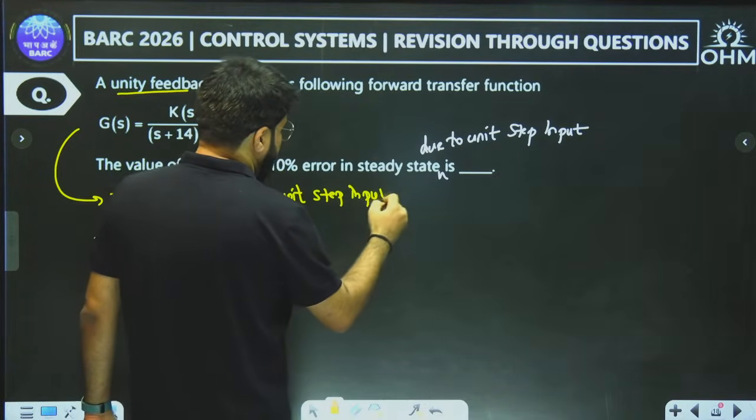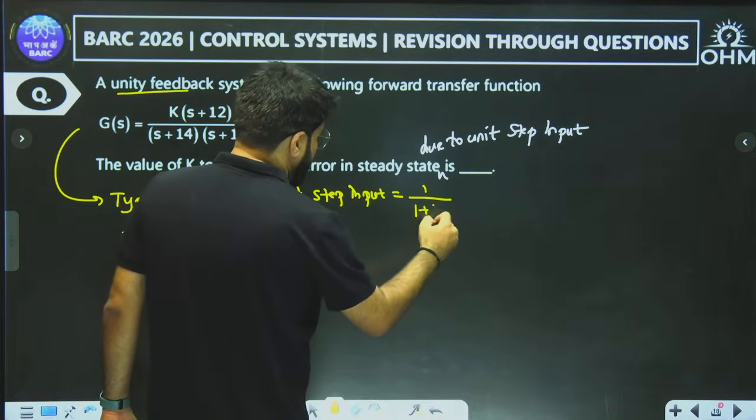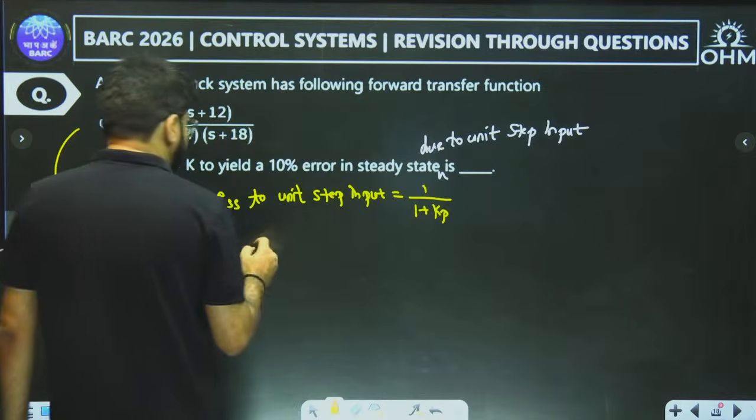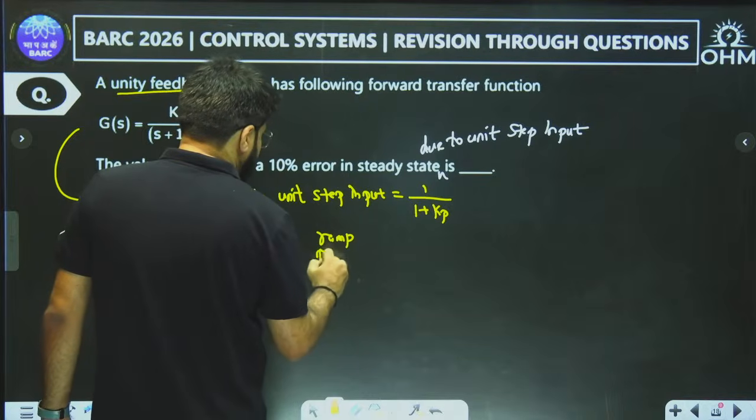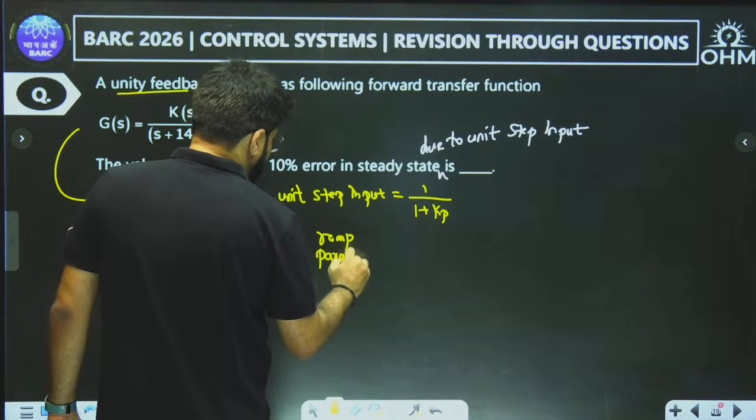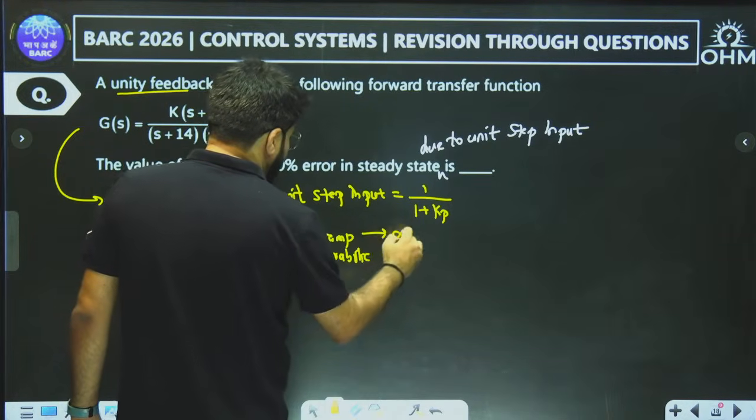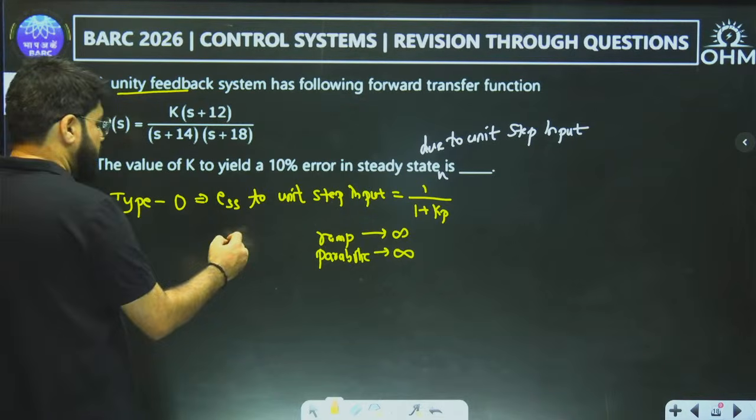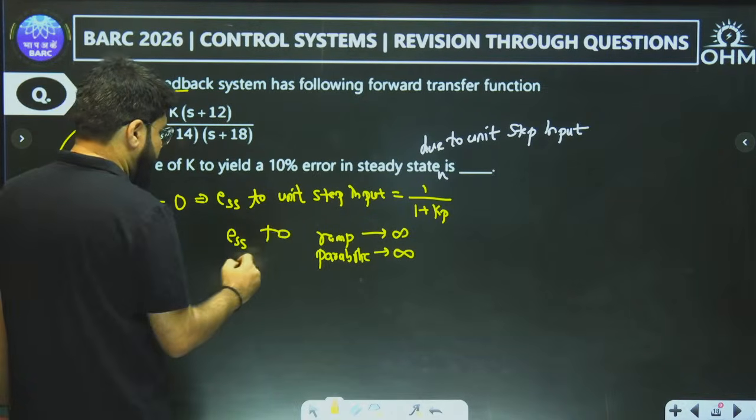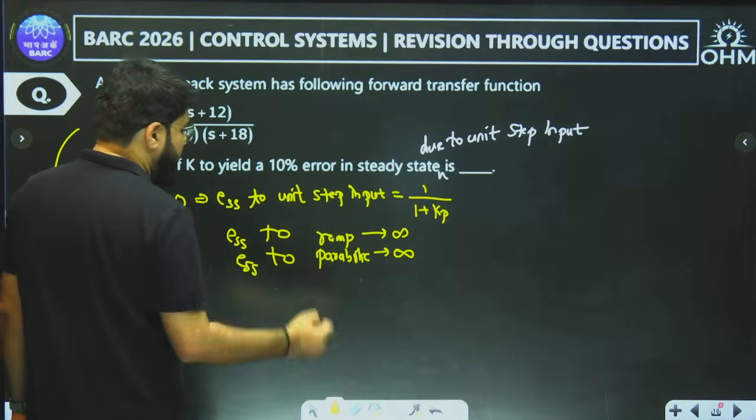Steady state error for unit step input is given by the formula 1 upon 1 plus Kp. If I ask you for the ramp, or the parabolic, unit ramp, unit parabolic, the error is infinity for a type 0 system. Steady state error to ramp, steady state error to parabolic.